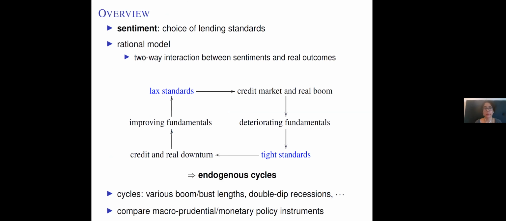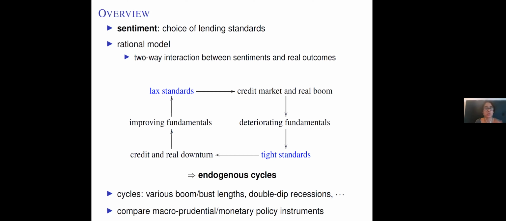So before jumping into the model, this is going to be a theoretical model. So let me give you an overview of what you should expect. When I say sentiments throughout the talk, I mean the choice of lending standards. And this will clearly be endogenous in our model. However, this is a rational model. When you think about sentiments, you usually think about behavioral sentiments. Here we use sentiments as a completely rational object, okay?